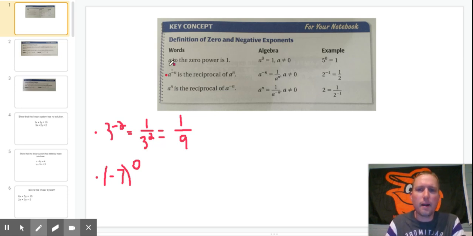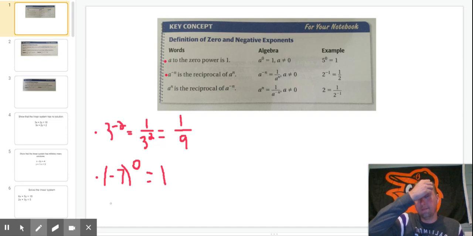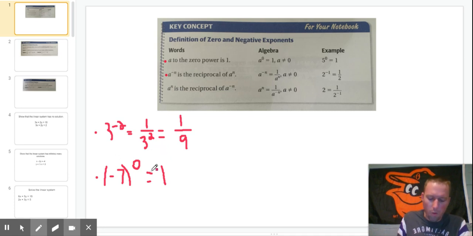And he said, Mr. Will, what if you have a 0 as the exponent? And right up here, a to the 0 power is 1. It's always 1. So you see that negative 7 to the power of 0 is going to be an easy one for us to solve, because anytime that you have 0 as an exponent, that's going to equal 1. It doesn't matter if your base number is positive or negative, it's going to equal 1.